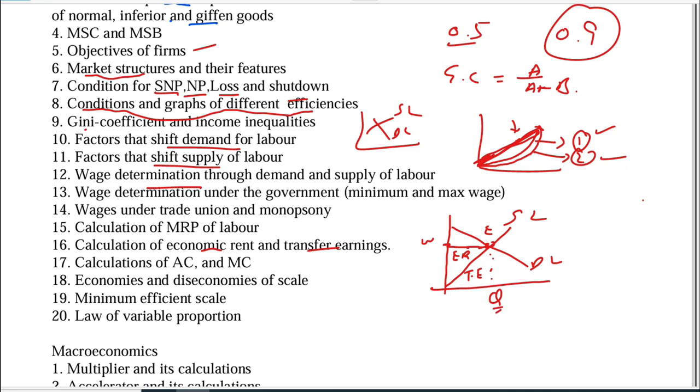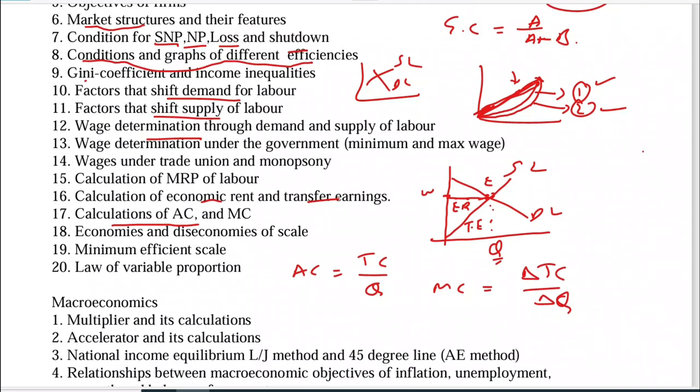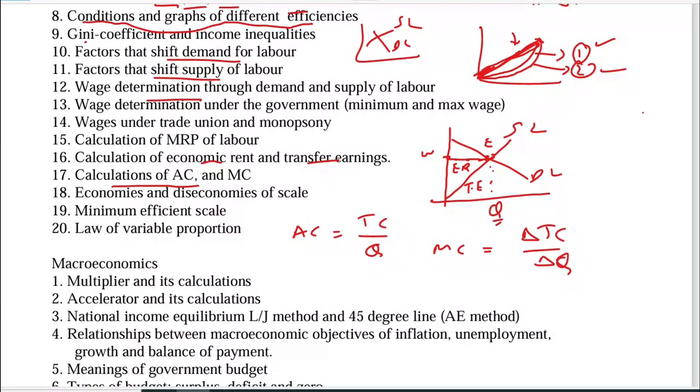And the other thing is calculation of average cost and marginal cost. Average cost is total cost over quantity produced, and marginal cost is change in total cost over change in quantity produced. Okay, again keep in mind these are some important things that you must know when going for P3 exam, but don't consider all of these things will come in the exam, but may be tested in the exam.